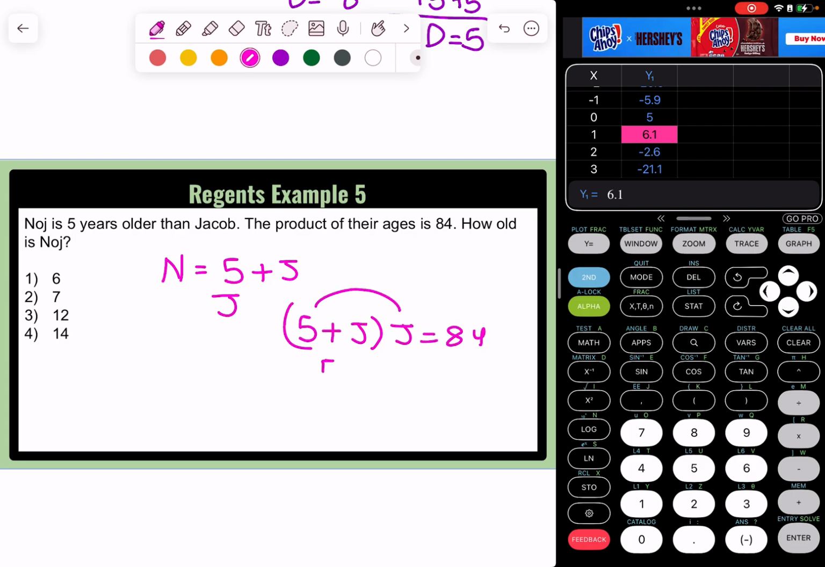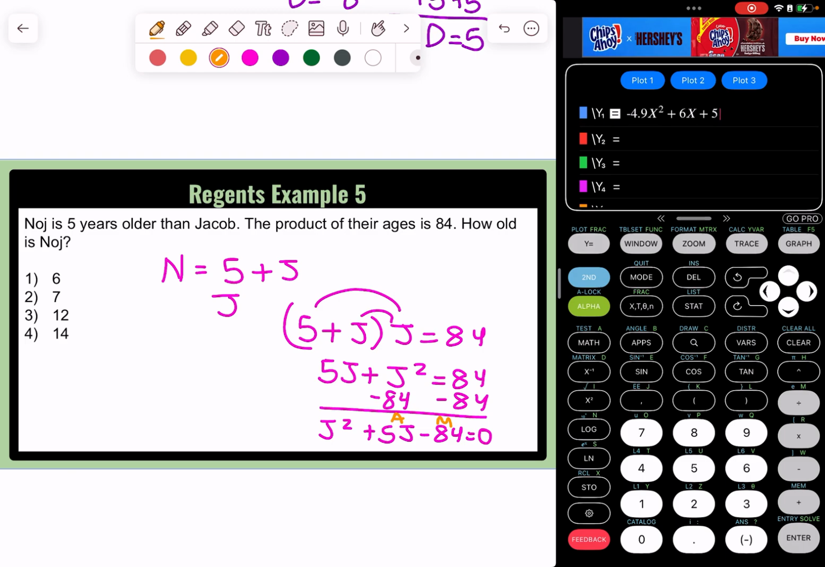5 times J is 5J. J times J is J squared equals 84. Let's subtract the 84 and put this all in standard form: J squared plus 5J minus 84 equals 0. Now we're going to need to find what adds to 5 and multiplies to 84.